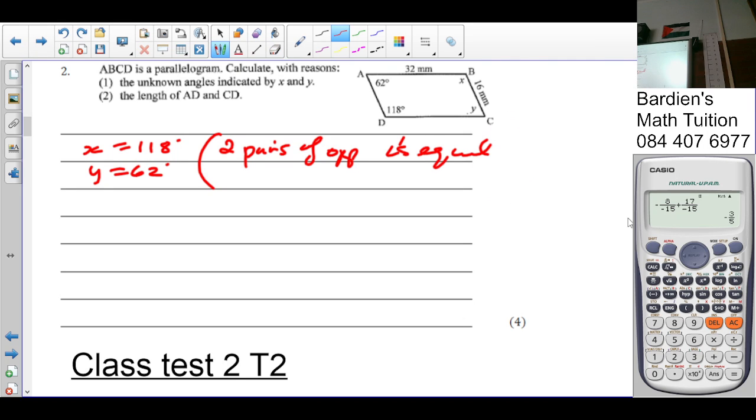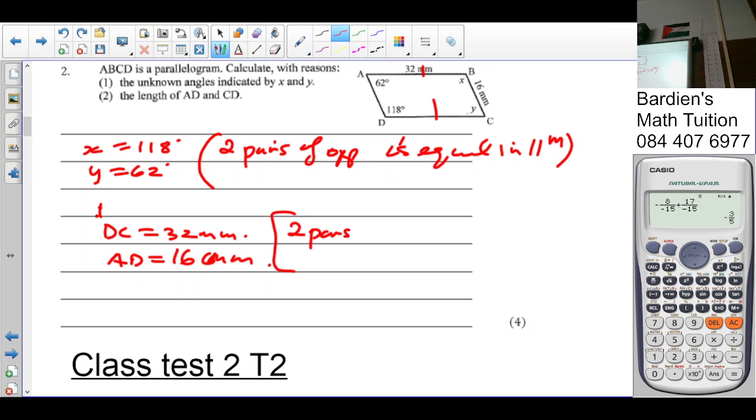Nice. You are right for both. No? Then AB is equal to DC, which is equal to 32. That length is equal to that. And AD is equal to 16 millimeters, sorry. For both, you should have written 2 pairs of opposite sides equal in a parallelogram. Not the Mickey Mouse you people wrote.